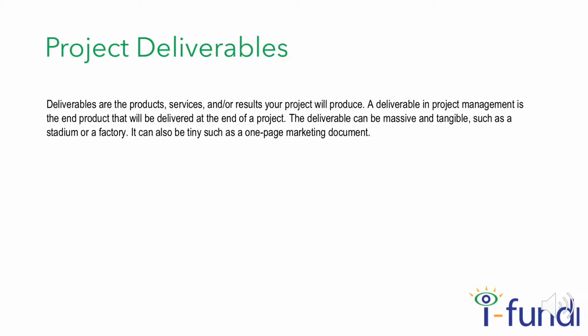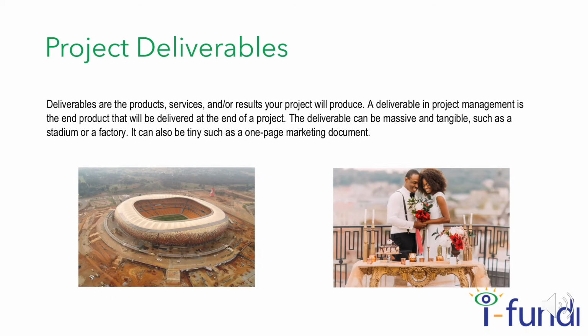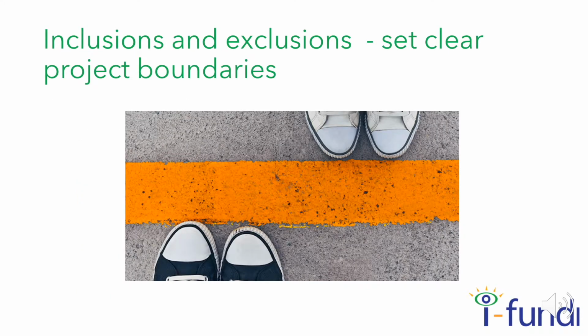Next comes the description of deliverables of a project. A deliverable in project management is the product that will be delivered at the end of the project. The deliverable can be massive, such as a stadium or a factory, or it can also be tiny, such as a one-page marketing document. Next, we list the inclusions and exclusions for the project. In other words, we set the boundaries for the project. For example, if we are working on a project to build houses, we may exclude plastering and painting the houses.